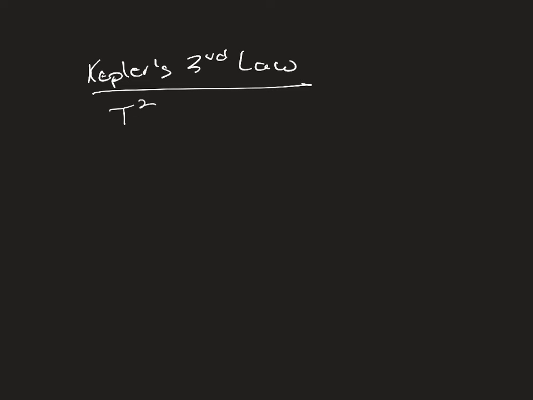Kepler's third law states that the orbital period, so the time for the planet to orbit around once, is going to be proportional to its distance from the sun cubed. The full form of this equation is that the period squared is equal to 4 pi squared r cubed divided by the gravitational constant times the mass.